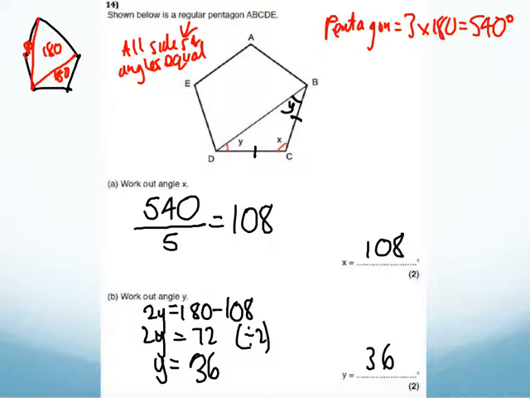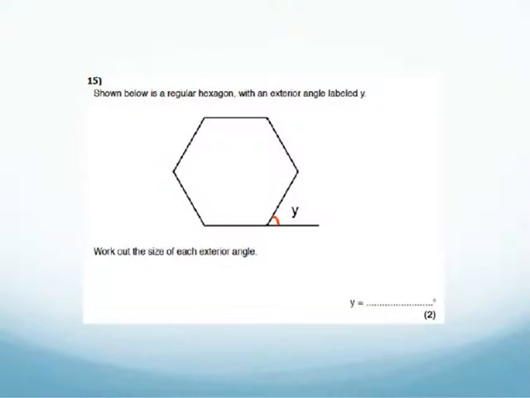Okay, so let's move on to question 15. Shown below is a regular hexagon with an exterior angle labelled Y. So I'm not going to draw an additional one here, but I am going to fill in. Let's pick a corner. I'm just going to pick this corner here. I'm going to connect it to every other corner.